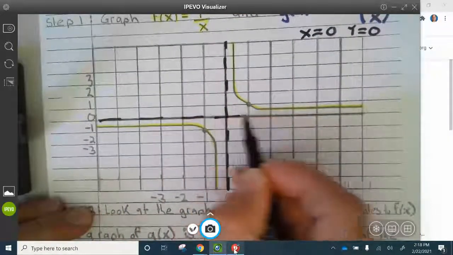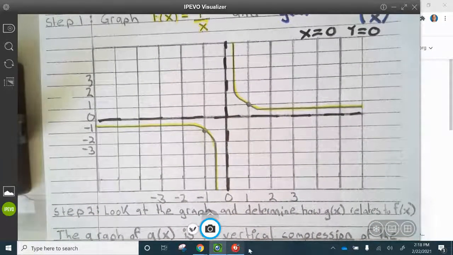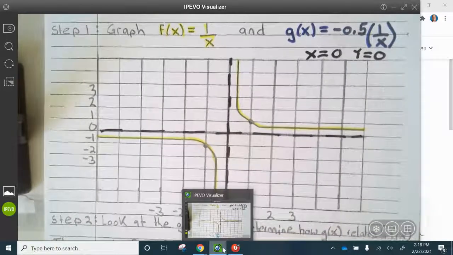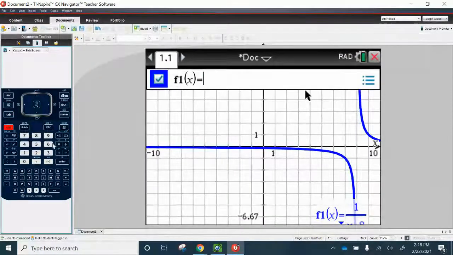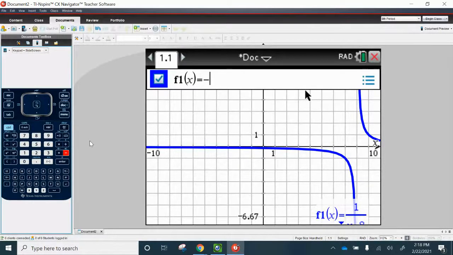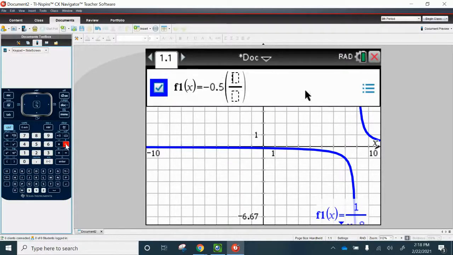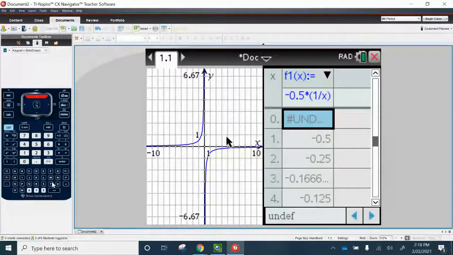So tab, control, divide, negative 0.5, parentheses, control, divide 1 divided by x. Okay. Now these aren't exact points, so let's go control T. Now remember, our asymptote's here, so we need to pick a good value between. Unfortunately, the best values we're going to have is 1, negative 0.5, and negative 1, 0.5.